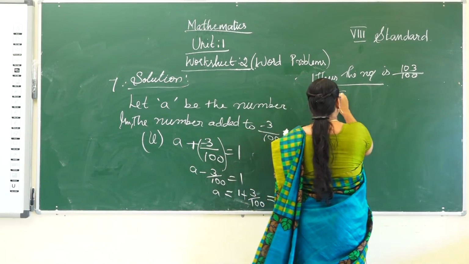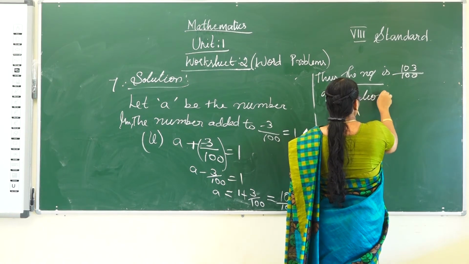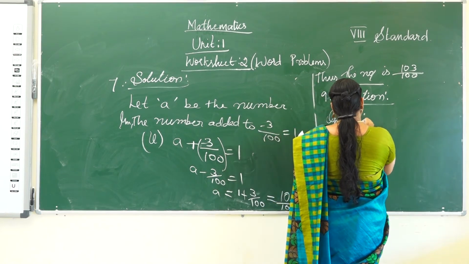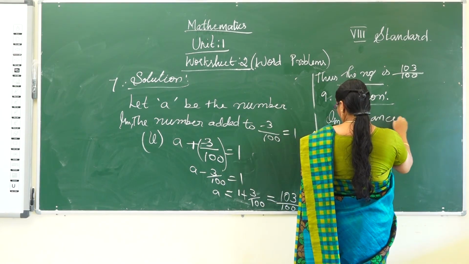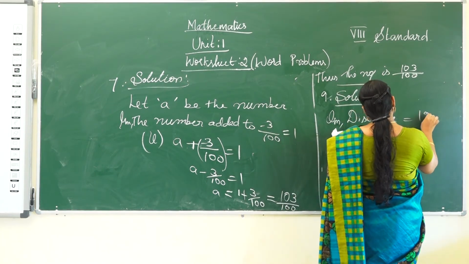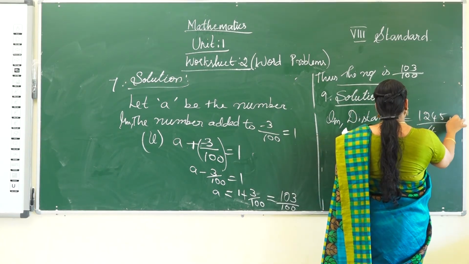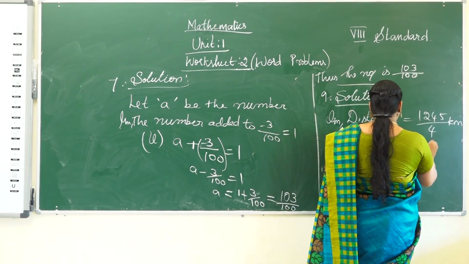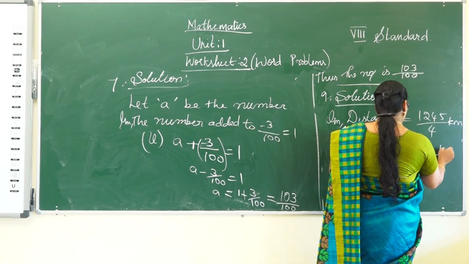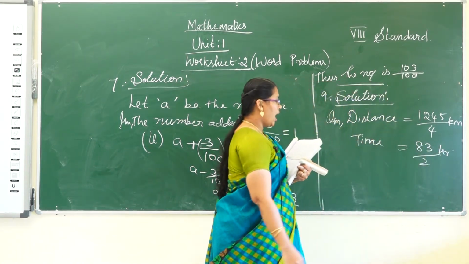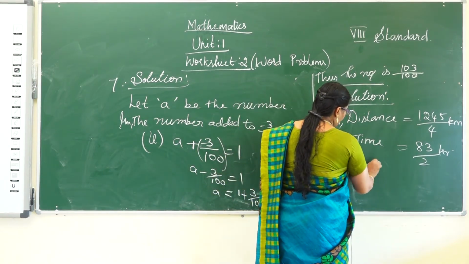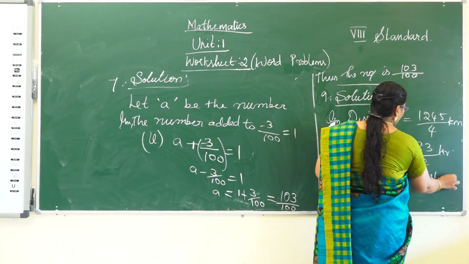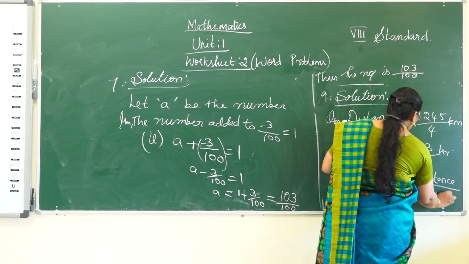Okay. See. So distance is given. Distance is equal to 1245 by 4 kilometers, and then how many hours? Time is also given. How many hours are given? 83 by 2 hours. Sorry. Okay, 83 by 2 hours. Find the speed. What is the formula of speed? Speed is equal to distance by time.